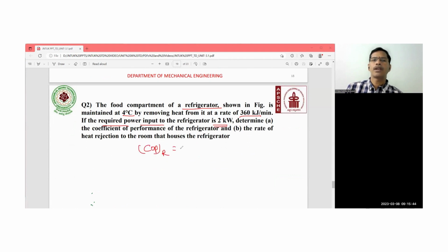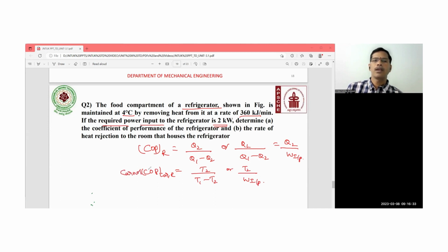The coefficient of performance of a refrigerator is equal to the desired effect, Q2, divided by Q1 minus Q2, which is nothing but Q2 divided by the work input. Or in terms of temperature, for a Carnot refrigerator, the coefficient of performance is T2 by T1 minus T2, which is equal to T2 divided by the work input. So these are the things you have to use. In the case of a Carnot cycle, you have to use the temperatures, right? Related to that, find the COP of the refrigerator, and you will get the answer.